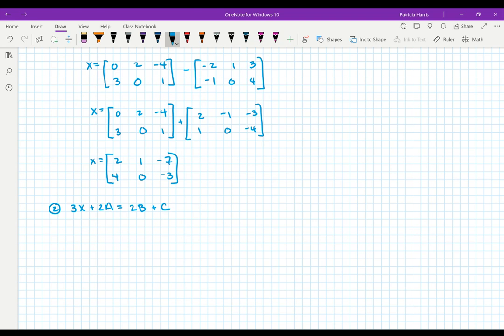Right? Okay, this isn't actually too bad because the only thing that you're really doing is you have a scalar of 3 multiplied to your x. We have a 2 times an a, and then on the other side we have 2b plus c. So what we're going to do is we're going to solve for x until we get to the 3. Okay, we're going to do that on the very last. So what I'm going to do is I'm going to subtract the 2a, both sides. So I wind up with something that looks like this.